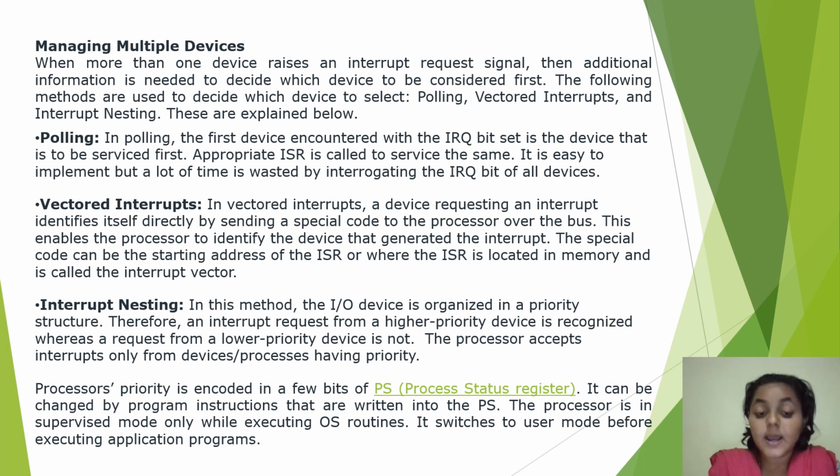Interrupt nesting. In this method, the input-output devices are organized in a priority structure. Therefore, an interrupt request from a higher priority device is recognized, whereas a request from a lower priority device is not. The processor accepts interrupts only from devices having higher priority.